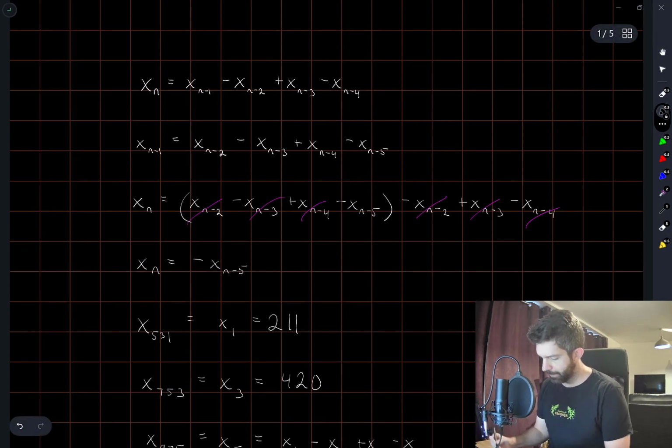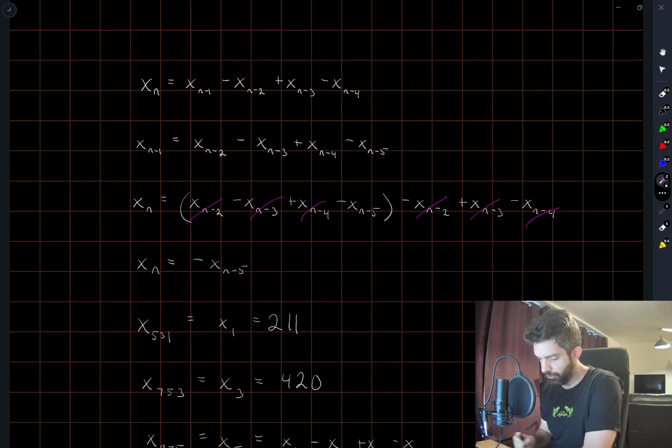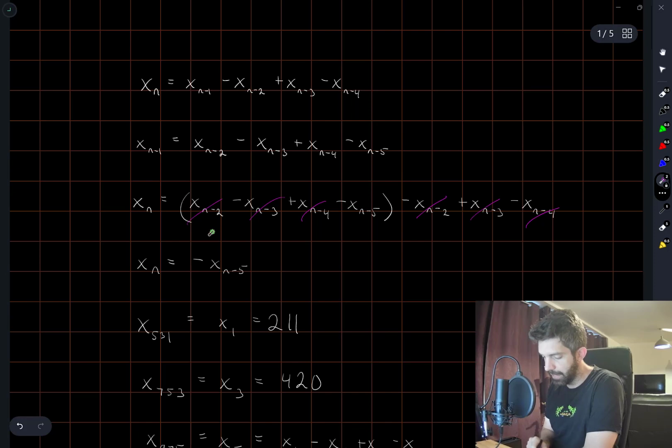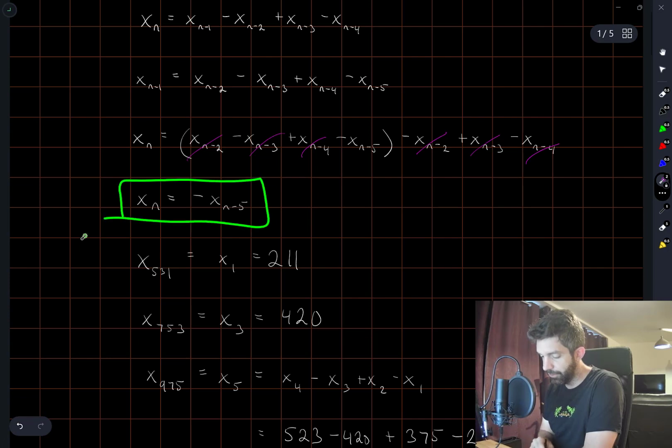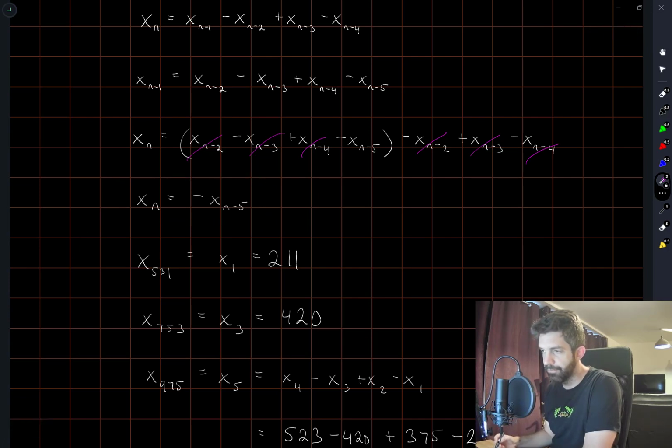The key here, I suppose, was really doing this step. When you're given a sequence defined in terms of a recursion like this, it's nice to substitute the recursive relation itself back into the recursive relation just to see if some kind of pattern emerges. The pattern here came out with the fact that there was tons of cancellation between terms. And so we see that the sequence itself just repeats itself every 5 terms except with a sign change.